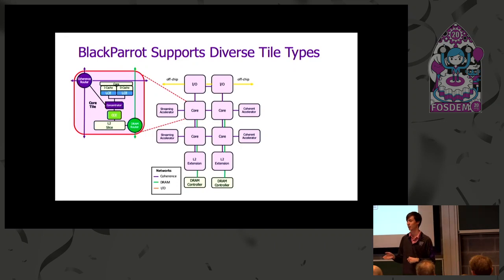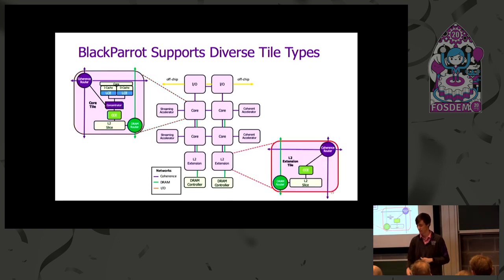So now that we've looked at the uncore components for a BlackParrot tile, we'll look at how to compose other tile types in the taxonomy. L2 extension tiles maintain the coherence directory tags with a standard CCE, but pack the rest of the area with L2 cache. So you basically just rip out the core, but reuse all the rest of the memory in the tile.